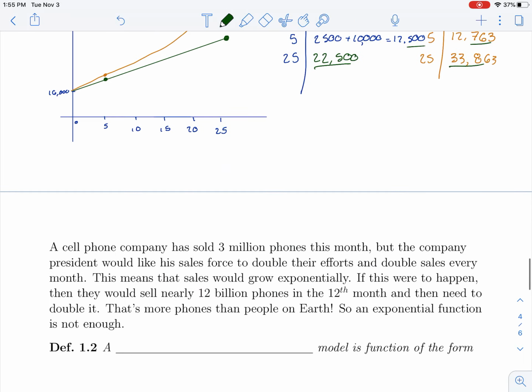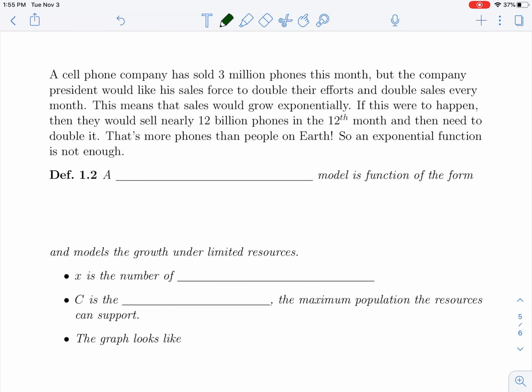All right. So next, a cell phone company sold 3 million phones this month. But the company president would like sales to double their efforts and double sales every month. This means that sales would grow exponentially, right? I'm doubling. So if I sold 2, then I sell 4, then 8, and then 16, and so on. If this were to happen, they would nearly sell 12 billion phones in the 12th month, and then need to double it. That's more people than there are on Earth. I think there's almost 9 billion people.